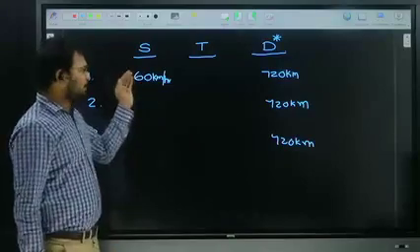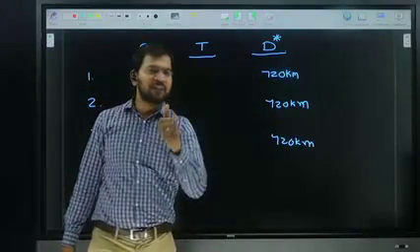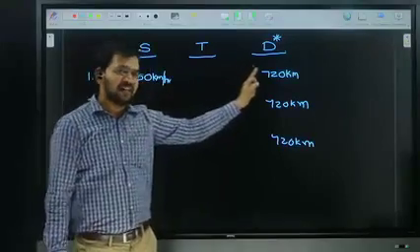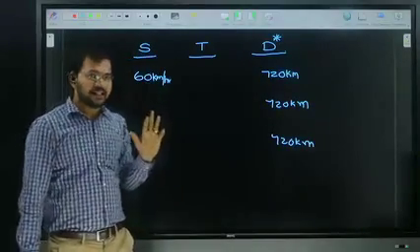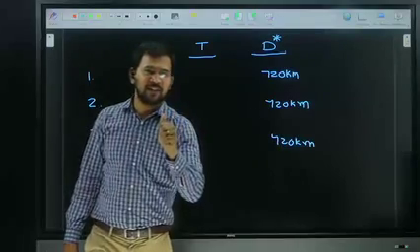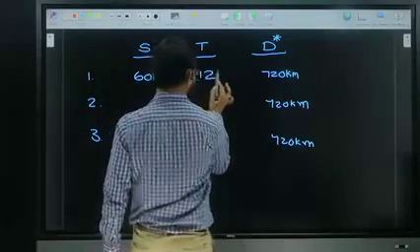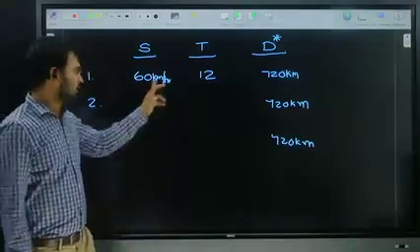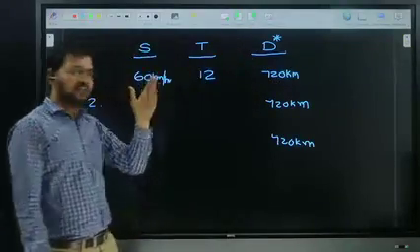With 60 kilometers per hour, to travel 720 kilometers distance, how many hours will it take? It will take 12 hours. 60 into 12 is nothing but 720, or 720 by 60 is nothing but 12 hours. All of you clear?